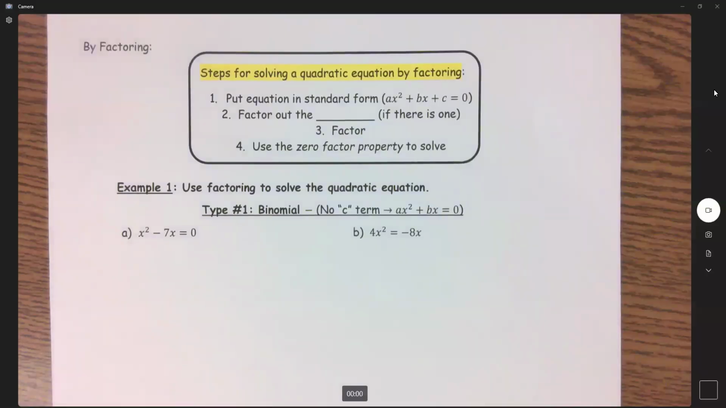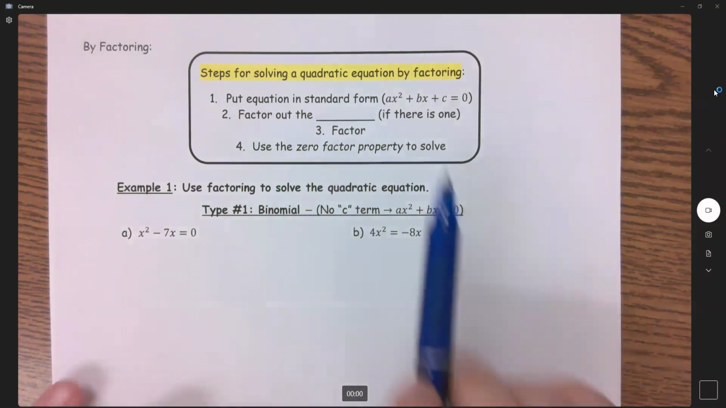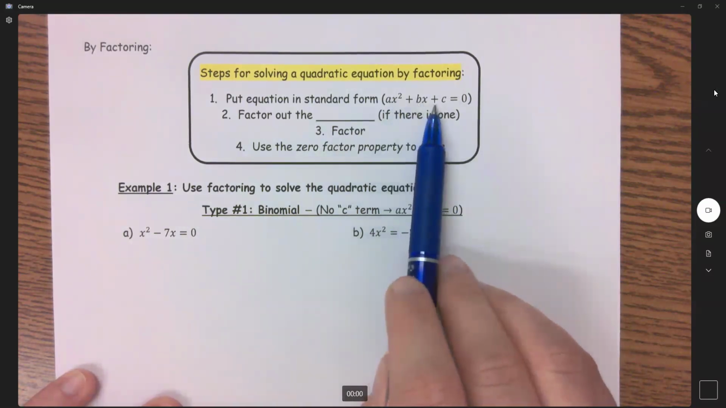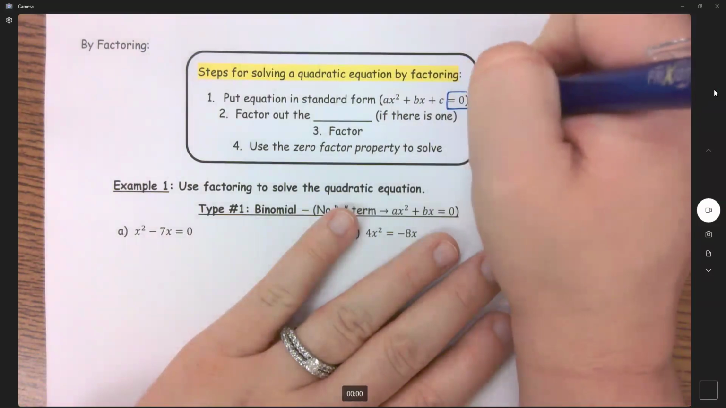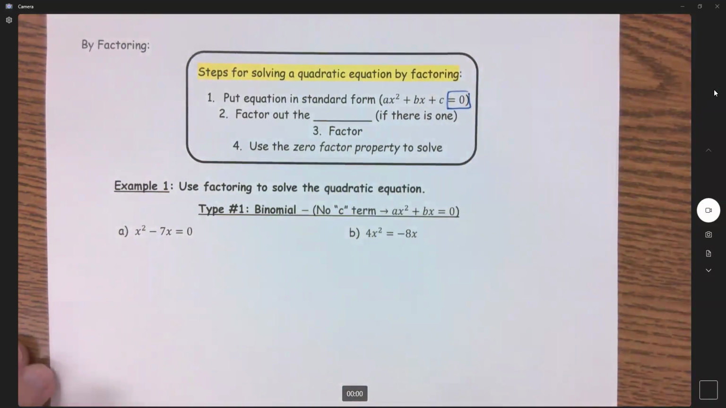All right, the first of the three methods that we're going to go over is by factoring. And here are your steps to solve a quadratic equation by factoring. First thing you need to do is put the equation into standard form, which means your x squared, your x, and even your constants all to one side. It equals 0 on the other side.